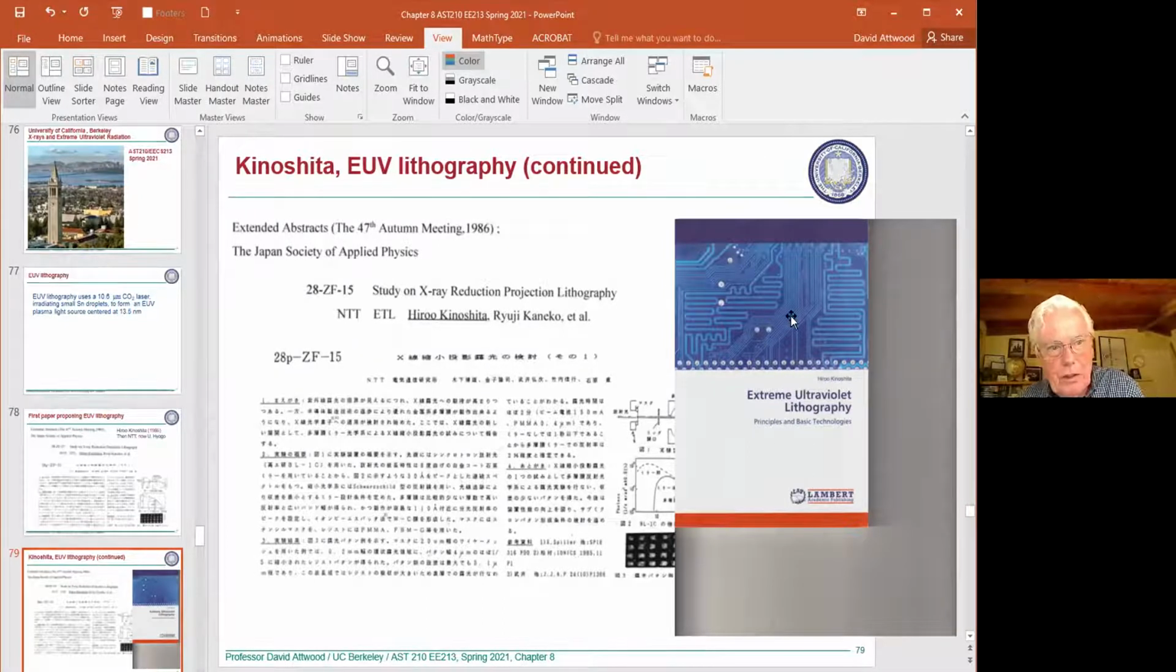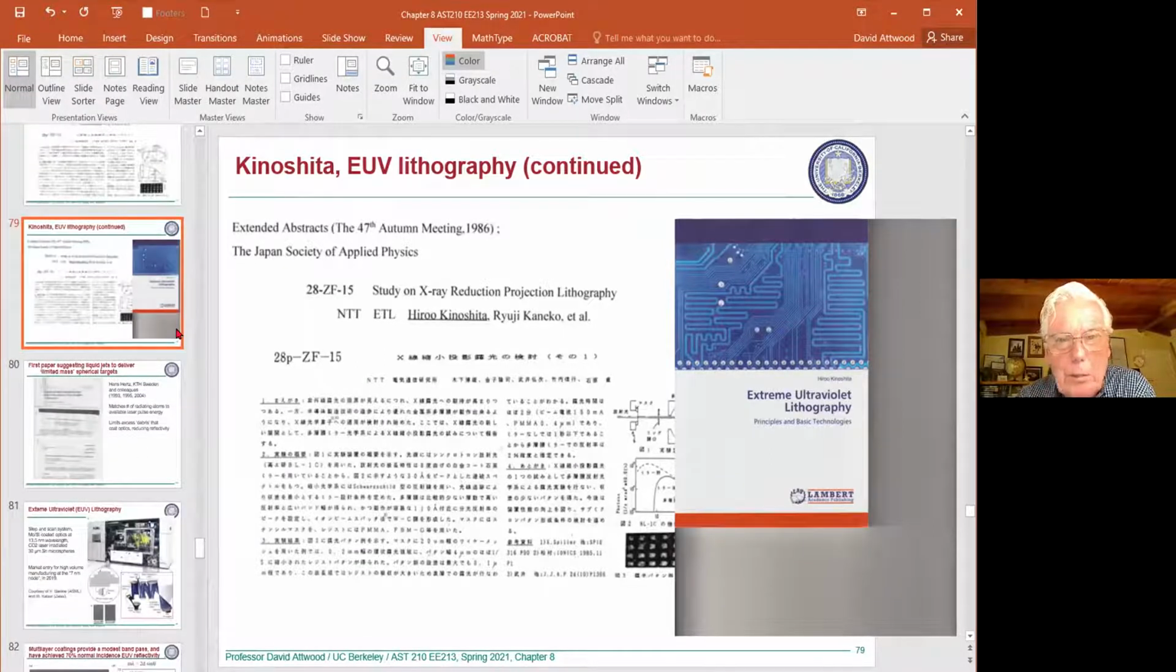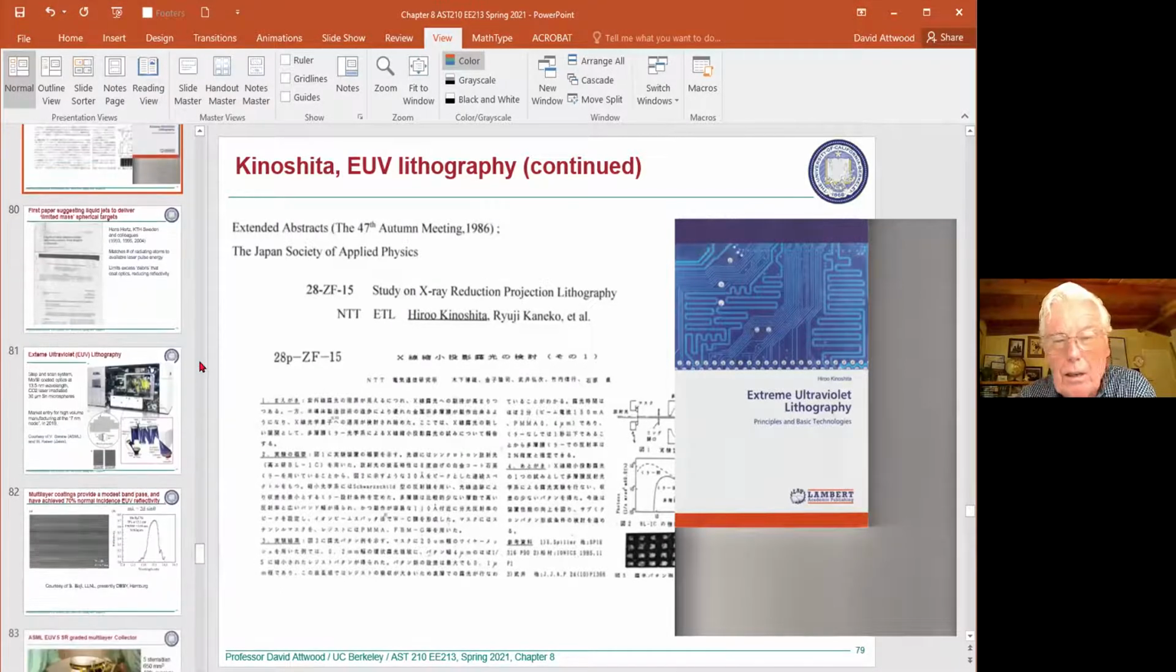Anyway, so he was a major player. Kenoshita was a major player to tell the world, hey, there is a way to do this. Not everybody in the world believed this. In fact, Kenoshita said most people thought he was crazy. And for those of us who later worked on EUV lithography for a decade later, people still thought it was crazy.